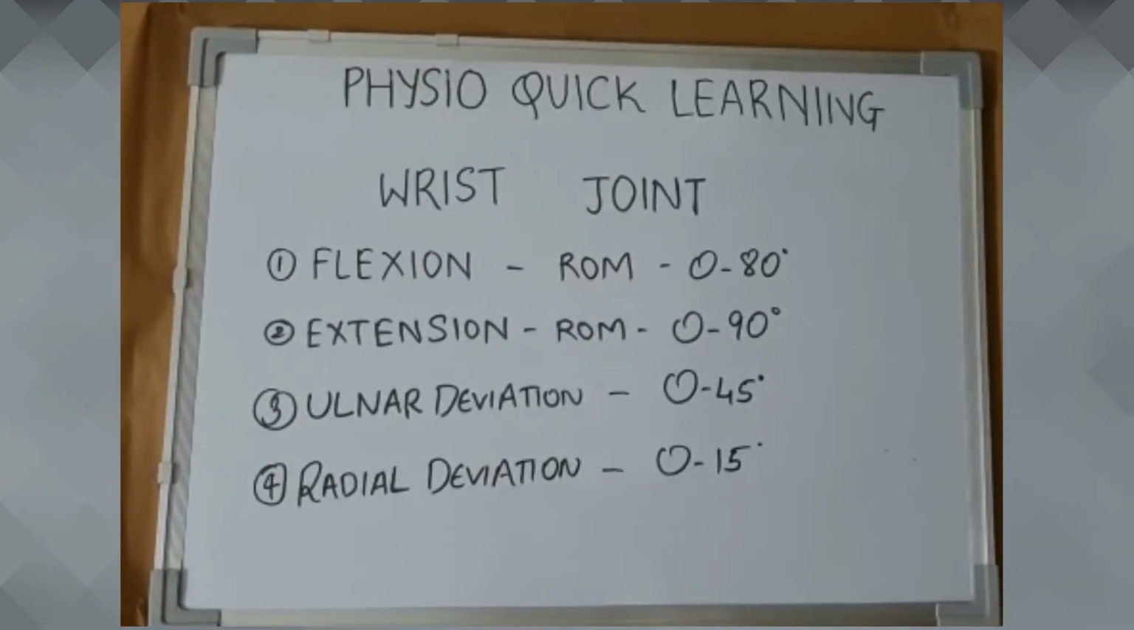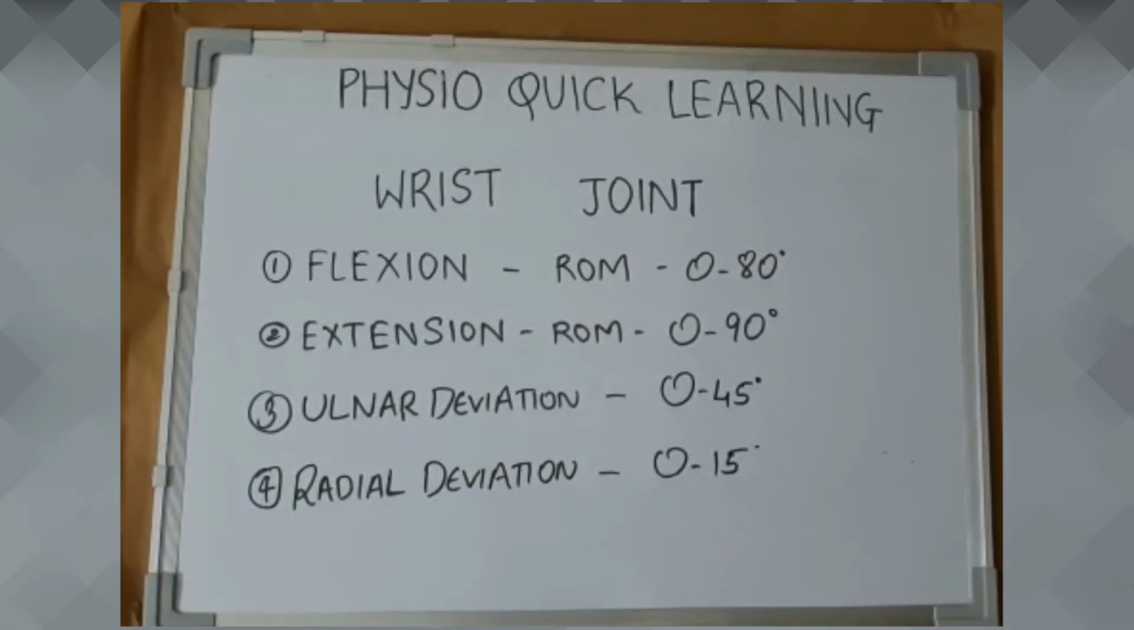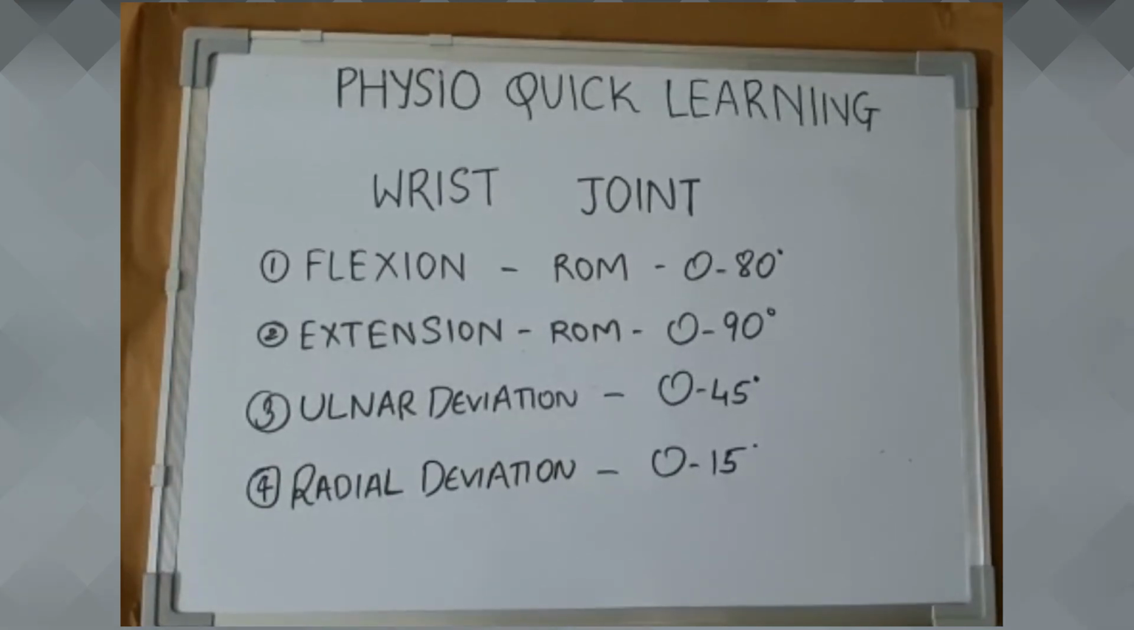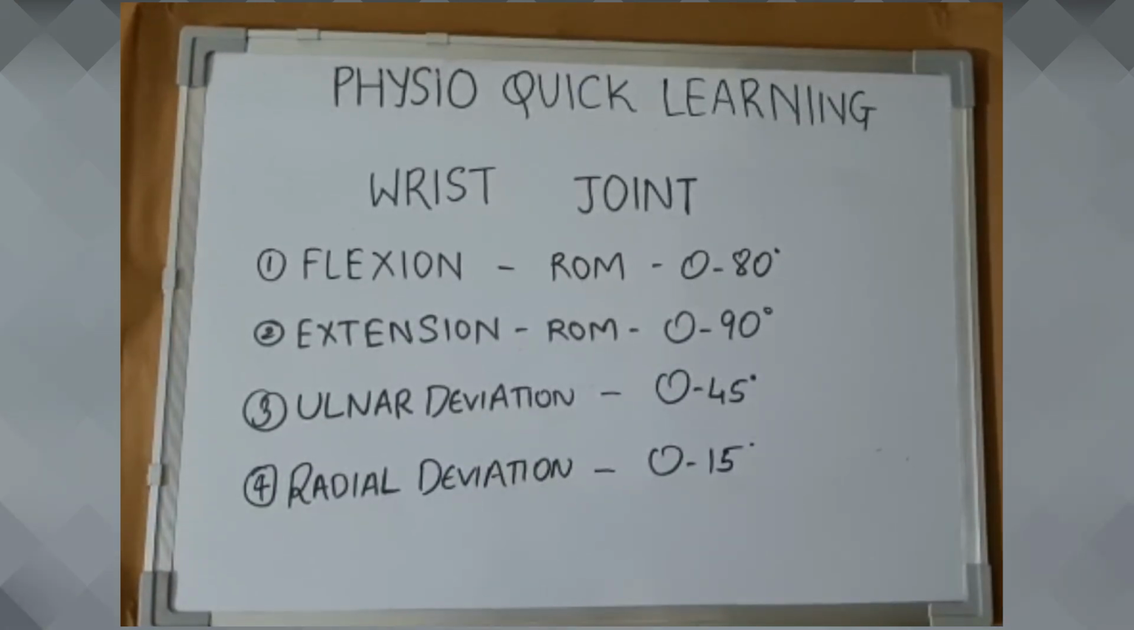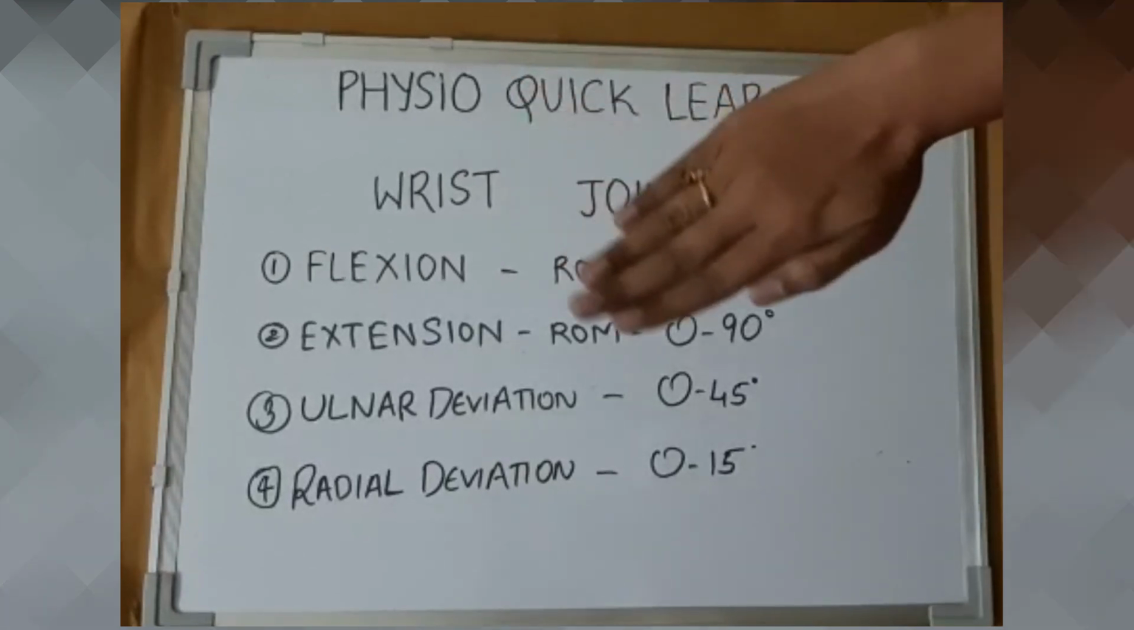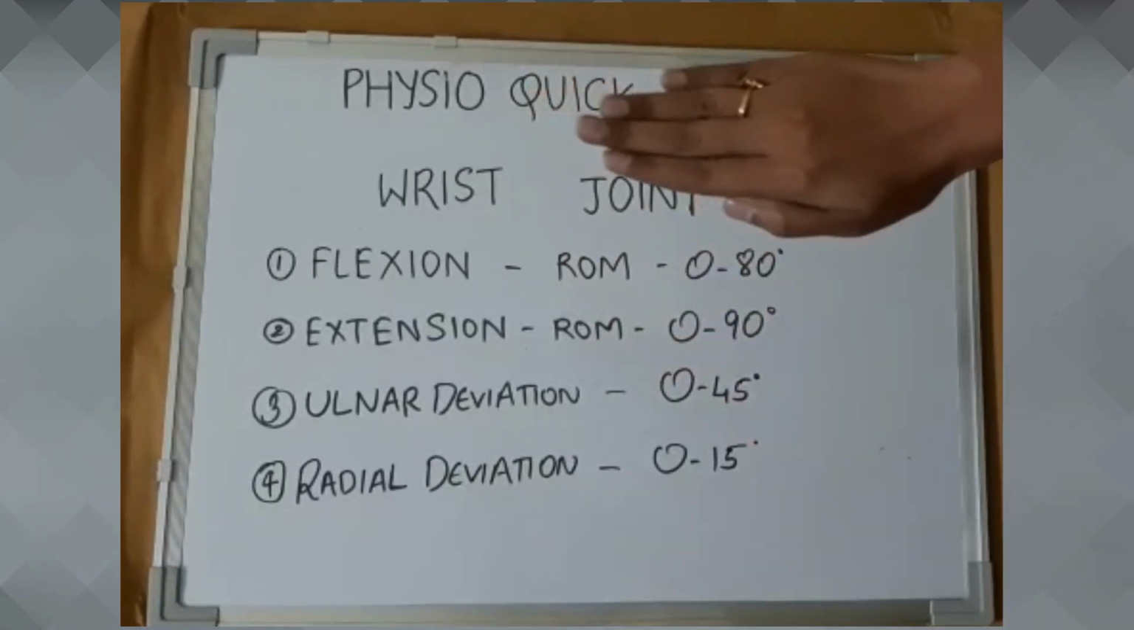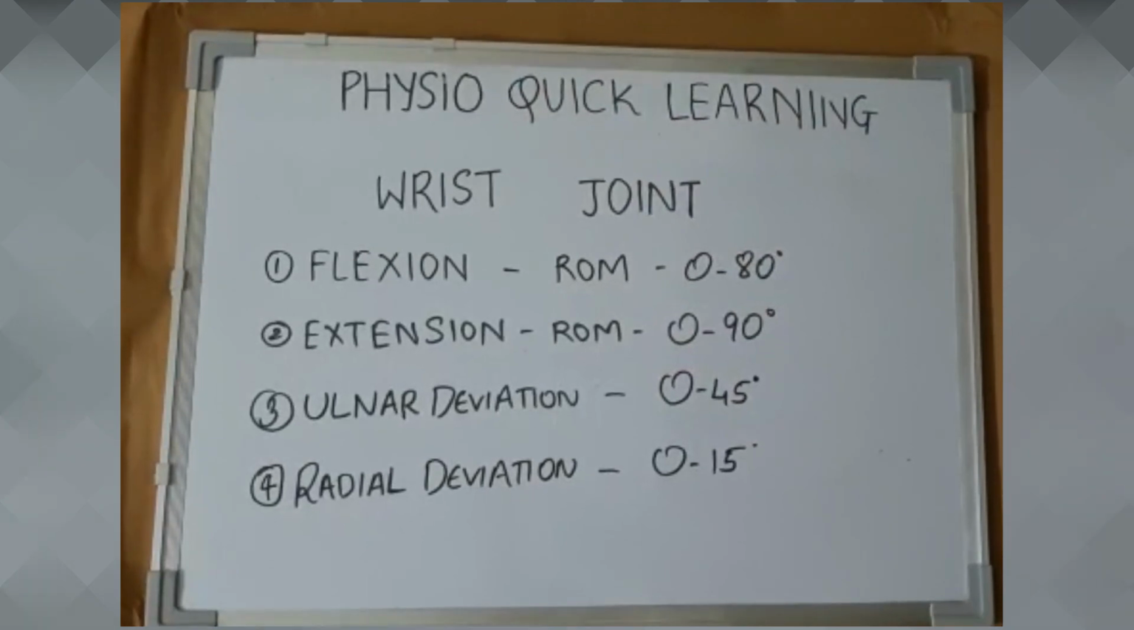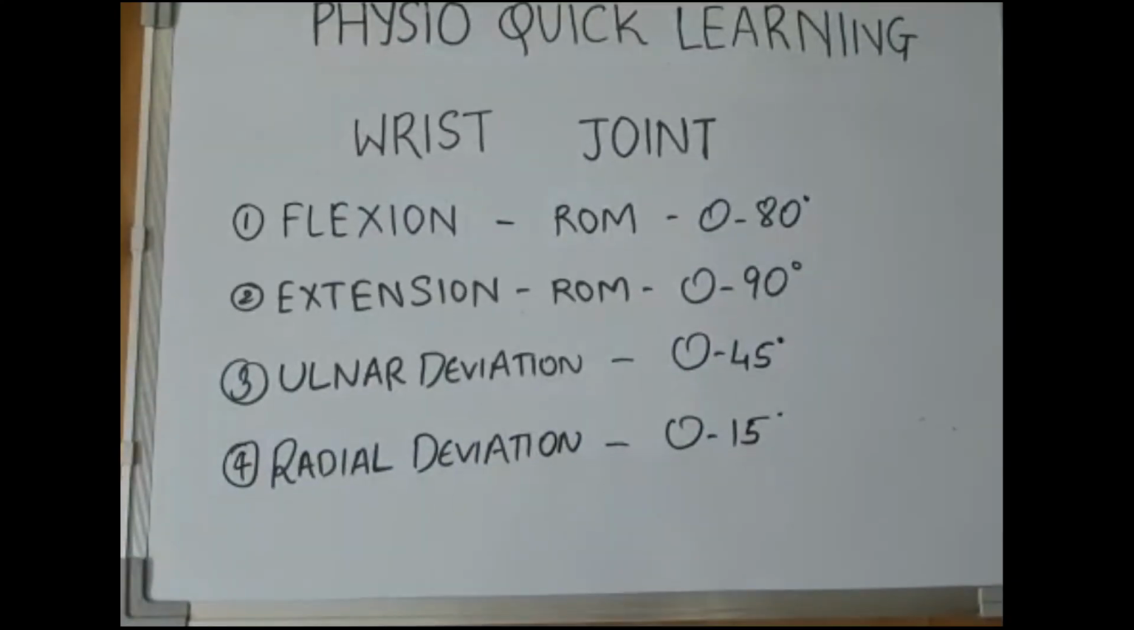Now we'll see radial deviation. The muscles involved are flexor carpi radialis, extensor carpi radialis longus and brevis. The normal range is 0 to 15 degrees.